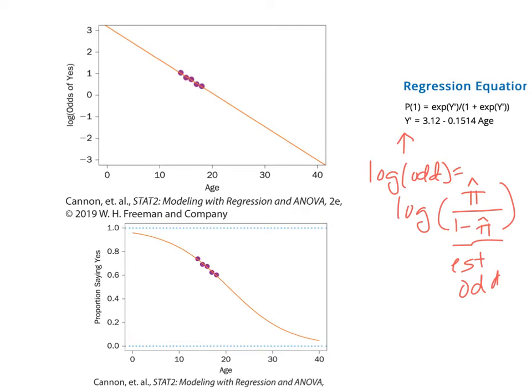Note in this top graph, this is giving us the log of the odds versus age. And the bottom graph is the estimated probability of saying yes based on age. So we can go back and forth between these two graphs just by making a transformation, and we'll see that in a minute. We can take this logistic graph, and if we transform over to the log odds instead of probability of success, we get this linear relationship, and that's helpful.